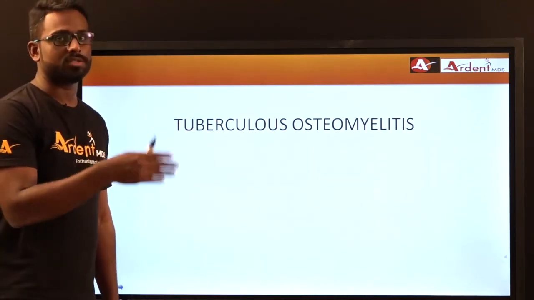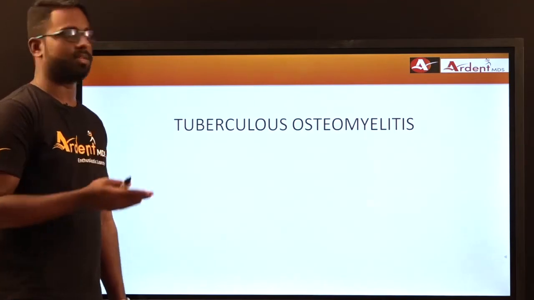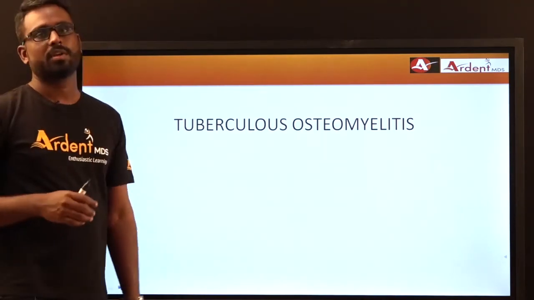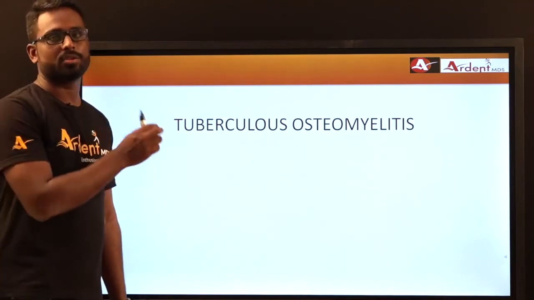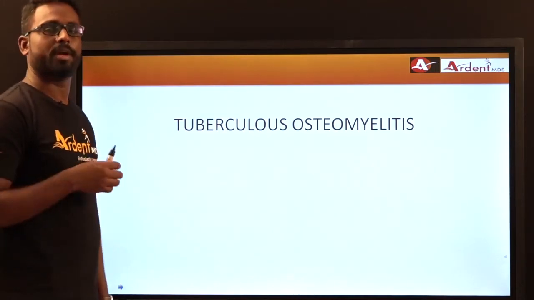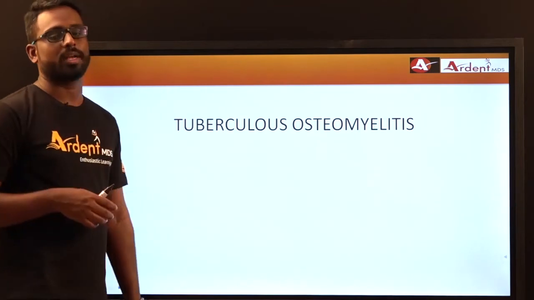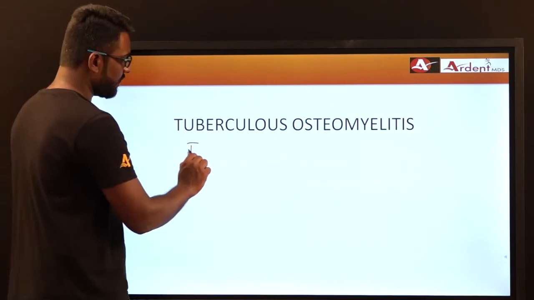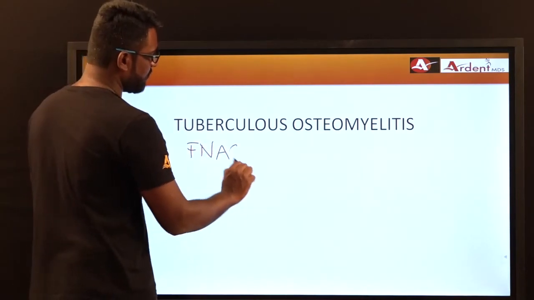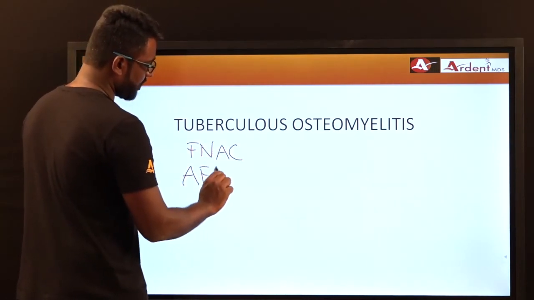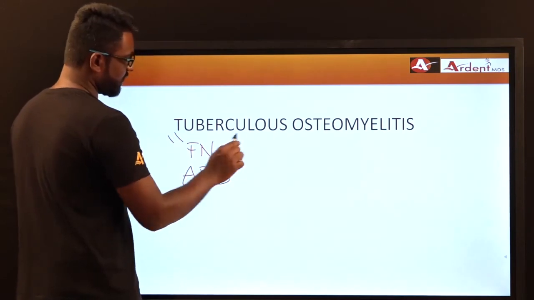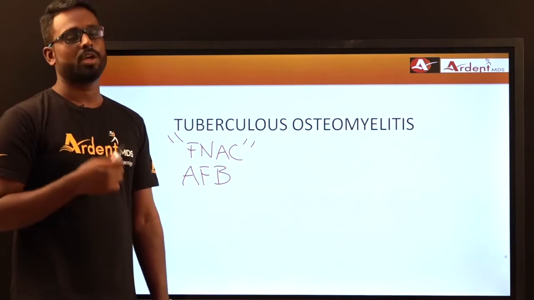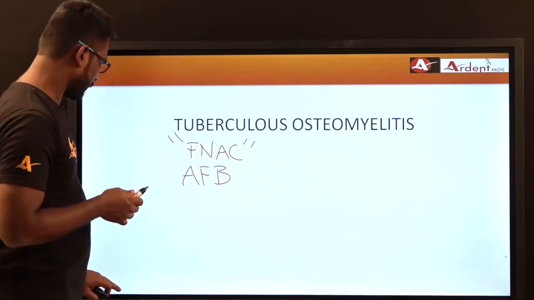The features are all the same, the radiological features, everything may be the same, but the organism alone differs. So that is the importance of each and everything that we discuss here. The tuberculous organism, that is the mycobacterium, can also cause osteomyelitis, and that is known as tuberculous osteomyelitis. So what do we do here? We take an FNAC and we also go for AFB. These are the extra diagnostic methods that we use for the diagnosis of tuberculous osteomyelitis.